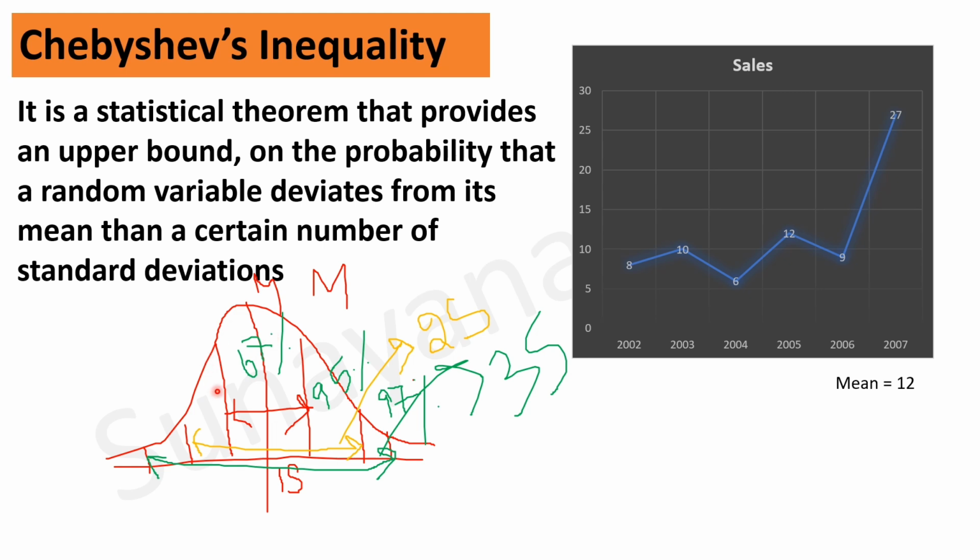Our random variable can be less than the mean or it can be greater than the mean. When it is less than or greater than the mean, within which standard deviation does it lie? Whether our random variable is within 1 standard deviation, 2 standard deviations or 3 standard deviations, this total is given by Chebyshev's inequality. I hope it's clear what Chebyshev's inequality is. Now we will see what the importance of it is.